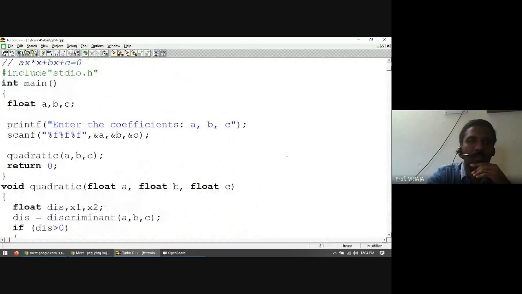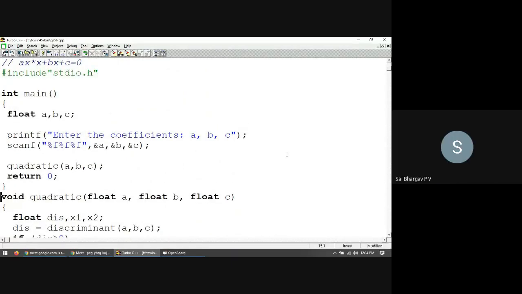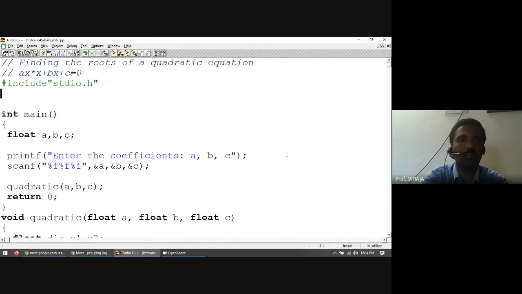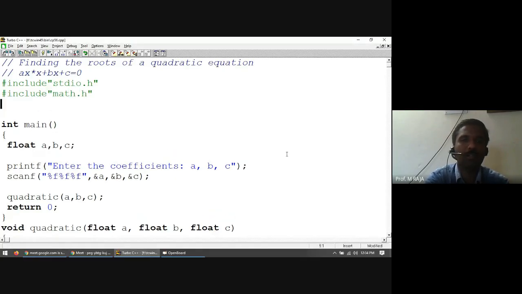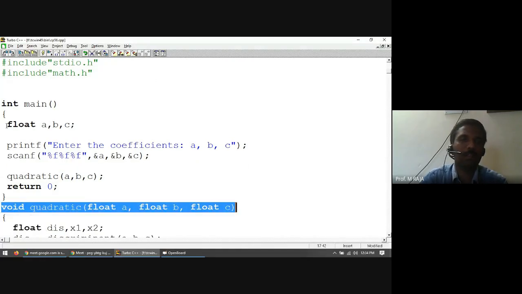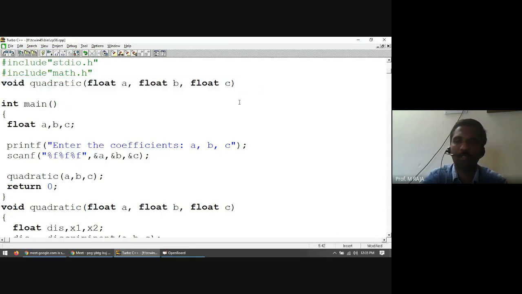Include the function prototype. What are the function prototypes? Sir, math.h also we have to include now. Yeah, math.h. Very good. I forgot it. Okay. Hash include math.h. Good. Then define the function prototype. Shift end, edit, control insert, then edit, shift insert, put a semicolon.